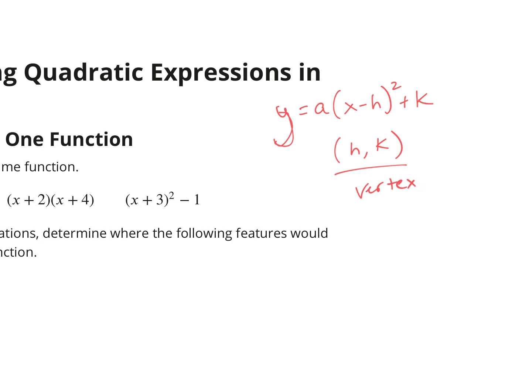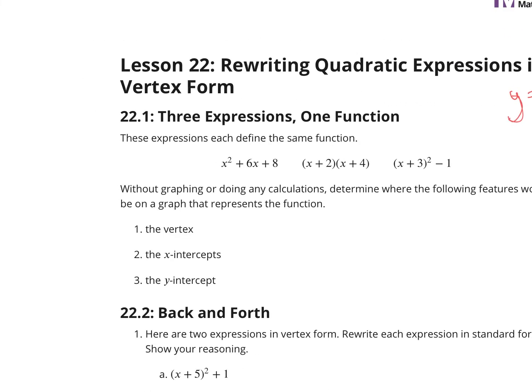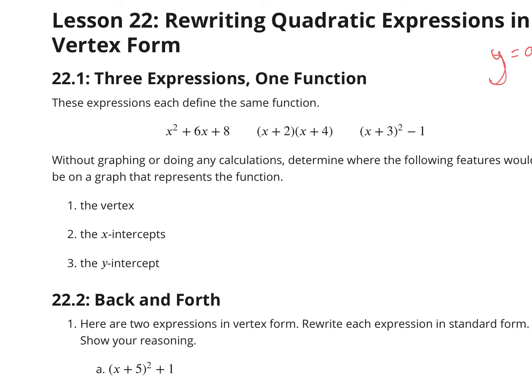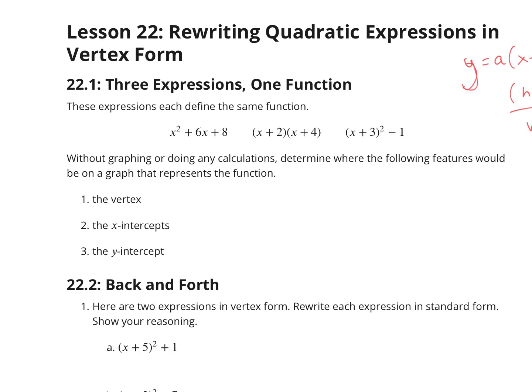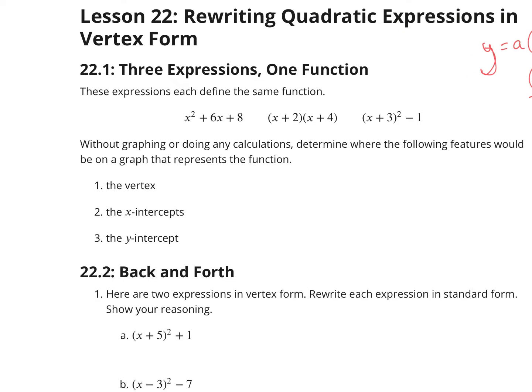So let's go ahead and take a look at the warm-up. It says these expressions each define the same function: x squared plus 6x plus 8, and then (x plus 2) times (x plus 4), and then (x plus 3) squared minus 1. Without graphing, it wants you to determine where the following features would be on a graph that represents the function.